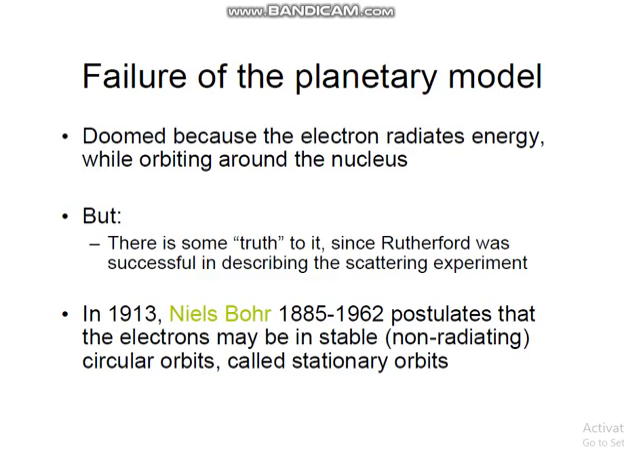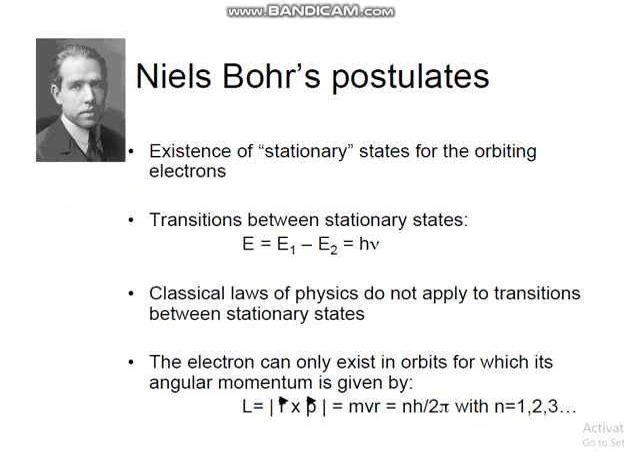Next, the planetary model is doomed because the electron radiates energy while orbiting around the nucleus. But there is some truth in it, since Rutherford successfully described the scattering experiment. In 1913, Niels Bohr postulated that electrons may be in stable, non-radiating circular orbits called stationary orbits. Niels Bohr's postulate: existence of stationary states of the orbiting electrons, and a transition between stationary states is given by E equals E1 minus E2, which is h nu.